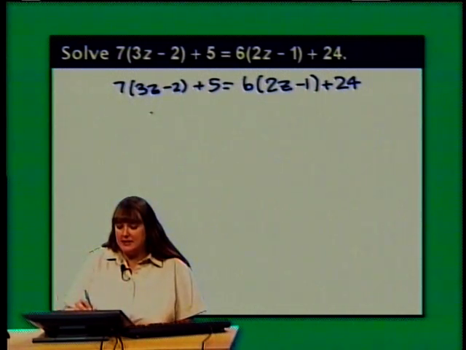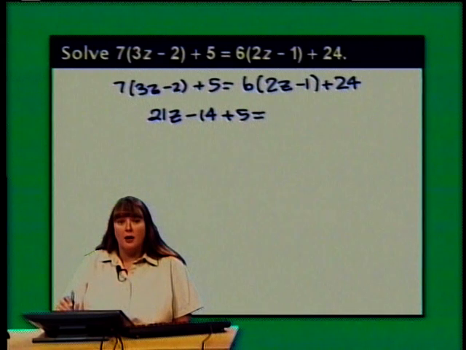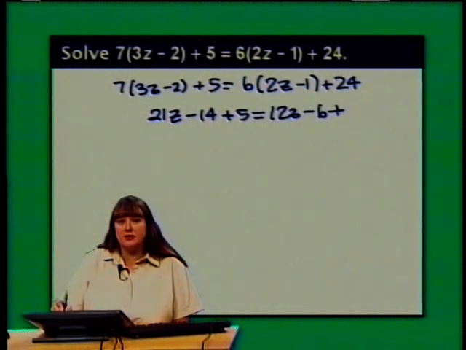7 times 3z is 21z, minus 7 times 2 is 14, plus 5 equals, on the right-hand side, 6 times 2z is 12z, minus 6 times 1 is 6, plus 24.